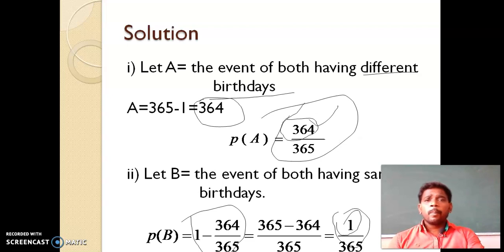If they are asking to use the properties, then we should use the property only. But here nothing is specified, so you can find the answer through the property or through the logical way. This is the procedure to find the probability of the given events, using either the property or directly by using the logic. Okay, so let us continue in the next slide or next video.